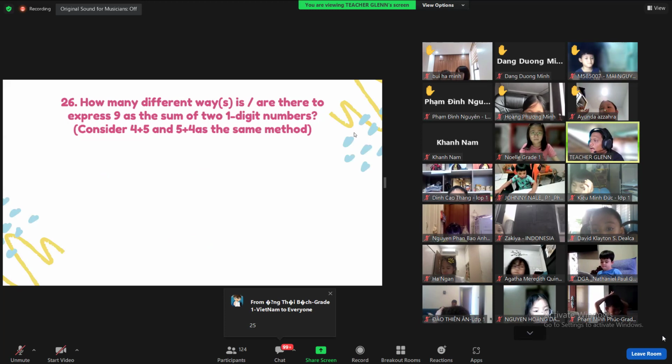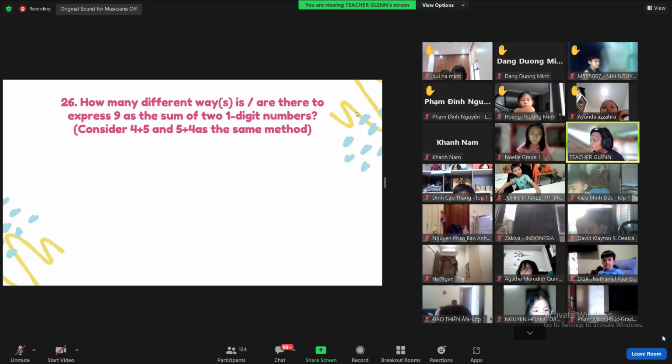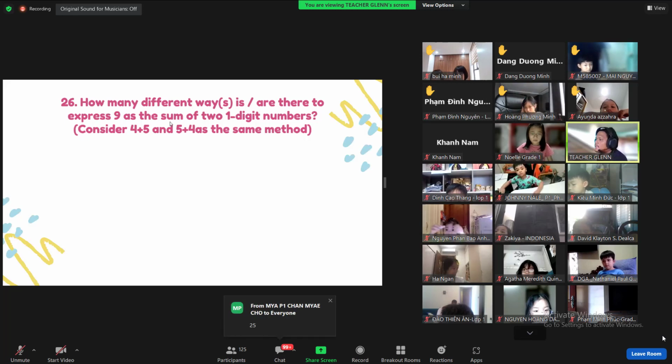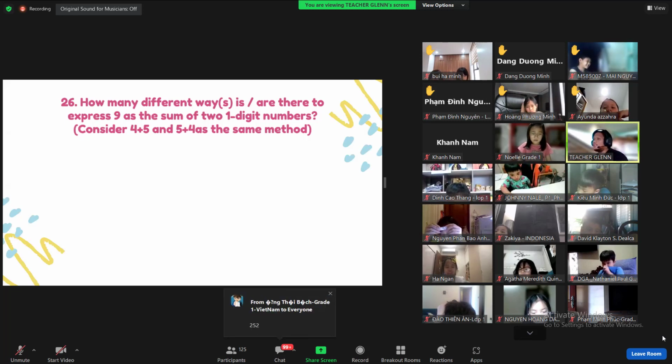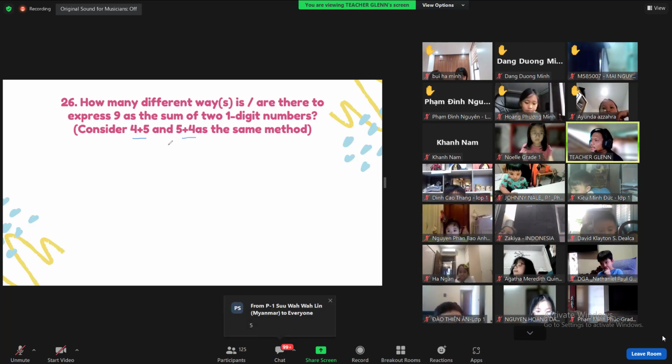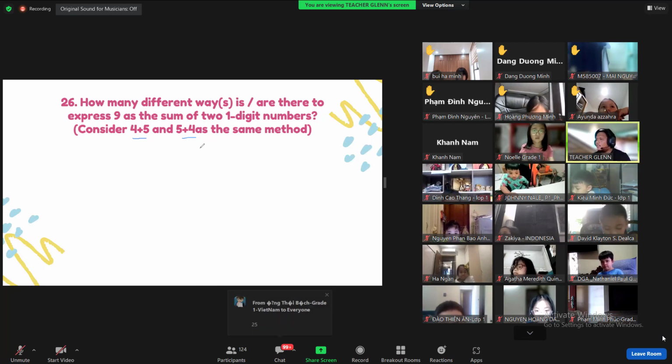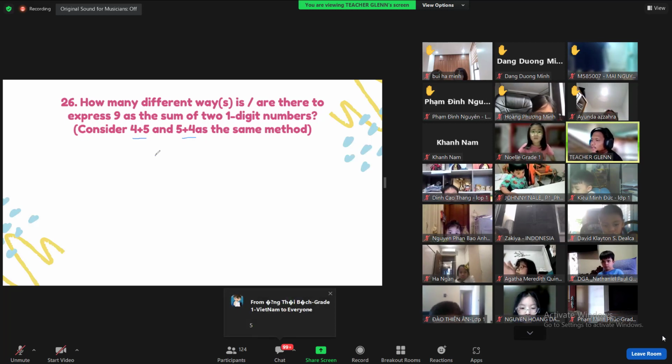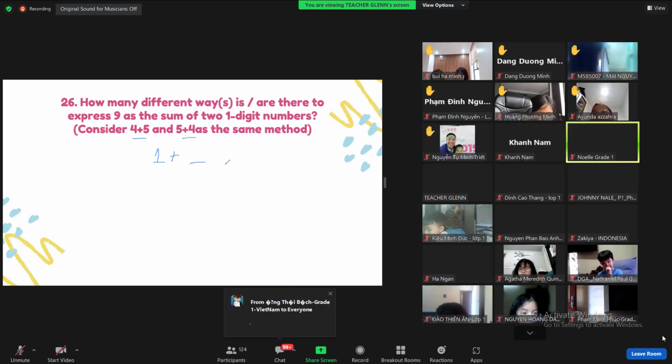So let's proceed to number 26. How many different ways are there to express 9 as the sum of two one-digit numbers? So, we need to consider 4 plus 5 and 5 plus 4 as 1. Okay, so we need to add numbers. So, let's start with number 1. What do we add to 1 to get a result of 9?